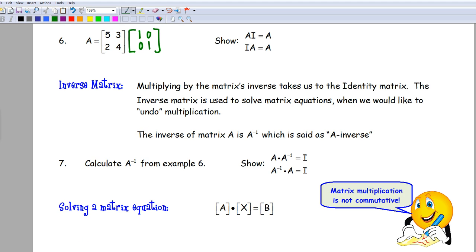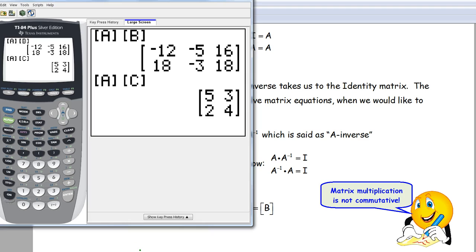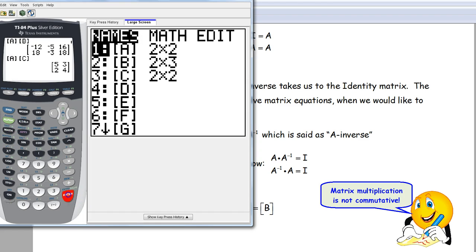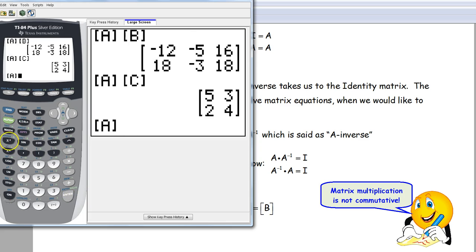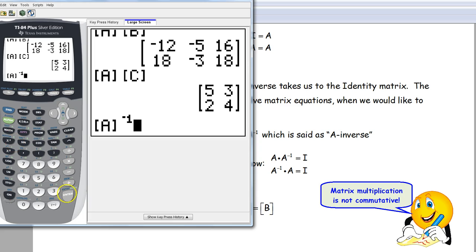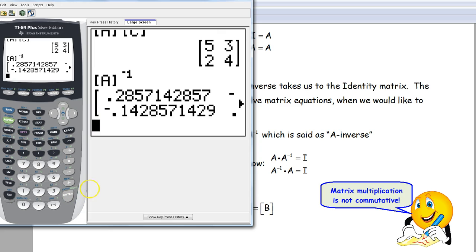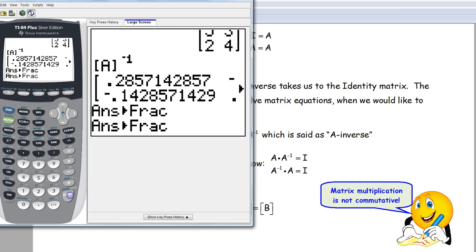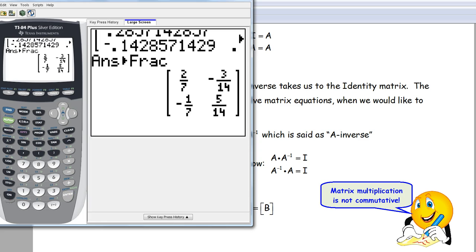So in order to do this, it's actually not as complicated as it sounds because literally you have an inverse button on your calculator. So hopefully you still have matrix A in your calculator. You're just going to go second matrix A. And then the inverse button is the one you've been using with the matrix. It's that guy right there. Just click that. And you get this. And you're like, oh, that looks awful. So let's math frac that. And it still doesn't look fantastic, but there you go.